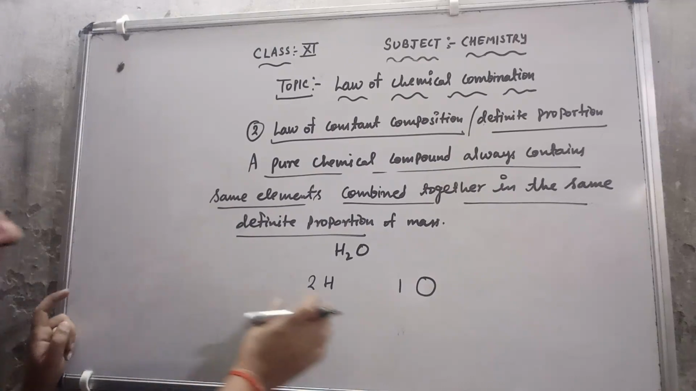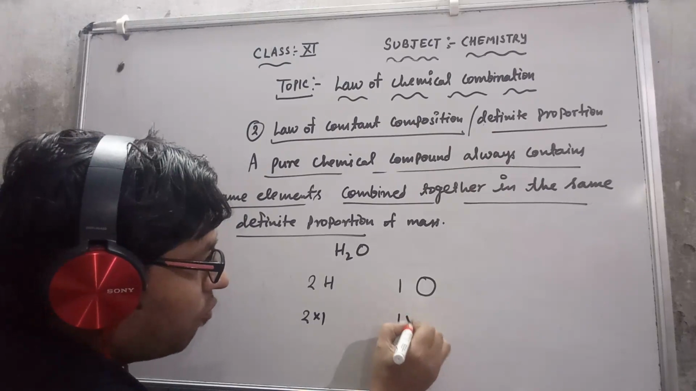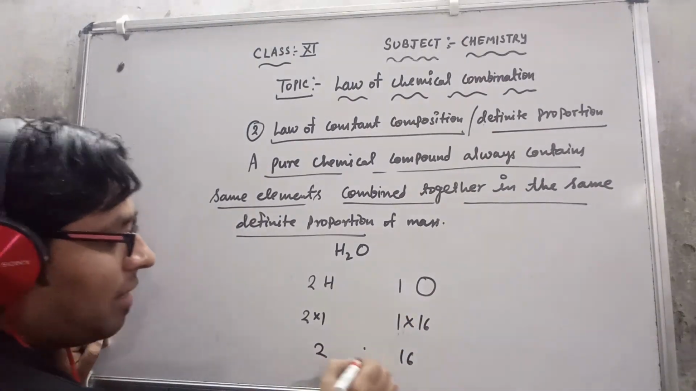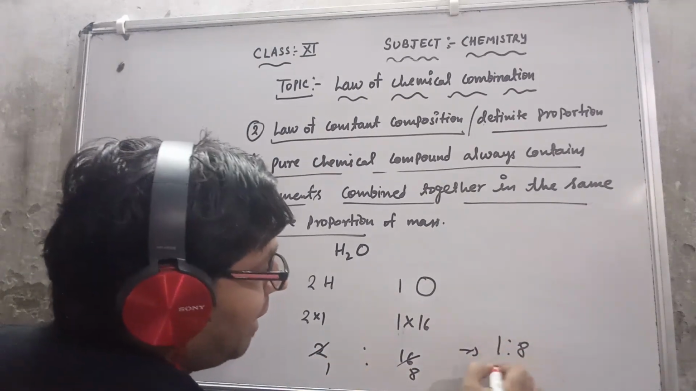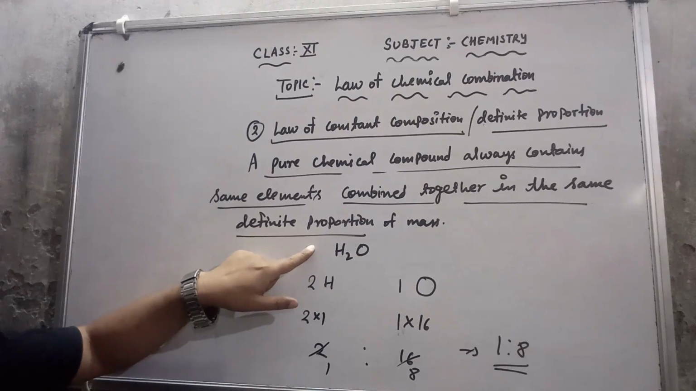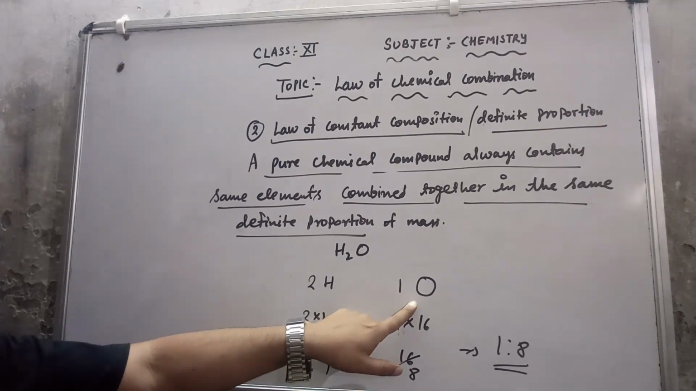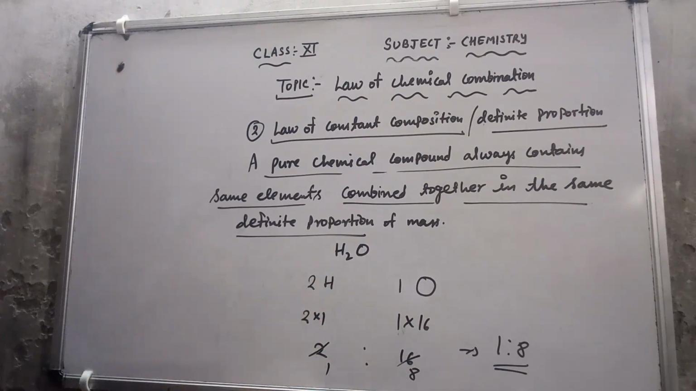So the mass of hydrogen is what? 2 multiply 1, and the mass of oxygen is 1 multiply 16. This is 2, this is 16. If I see their ratio, 2 1s are 2, 2 8s are 16. So this is coming 1 ratio 8, which is a constant proportion. That means in the water molecule, the two elements are fixed, hydrogen and oxygen. Whenever the water molecule forms, hydrogen and oxygen combine in the fixed ratio of mass, that is 1 ratio 8.